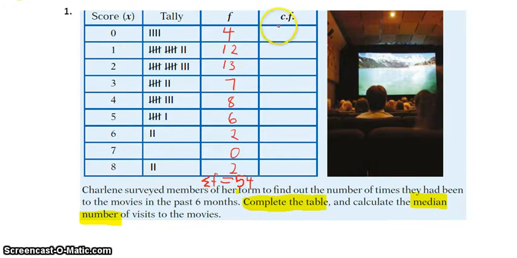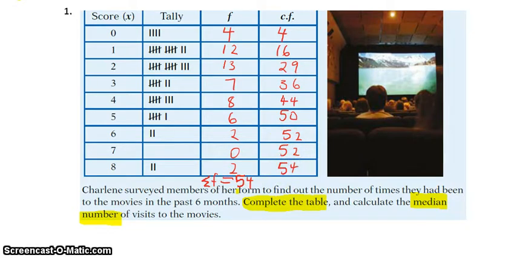To get the cumulative frequency, remember we start with the first number, that's the same, and add diagonally. So 4 and 12 is 16. 16 and 13 is 29. 29 and 7 is 36. 36 and 8 is 44. 44 and 6 is 50. 50 and 2 is 52. 52 plus 0 is 52, and 52 and 2 is 54.